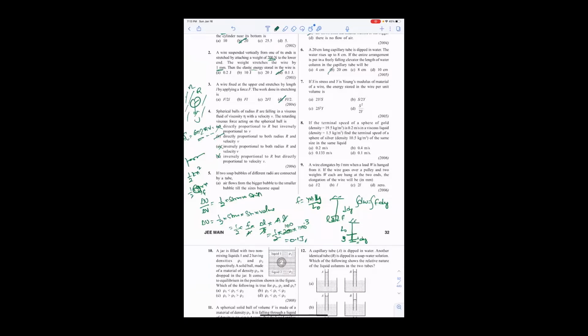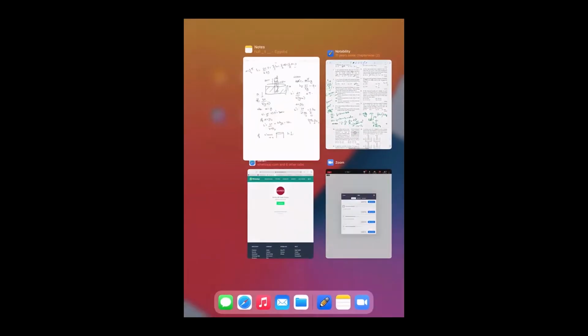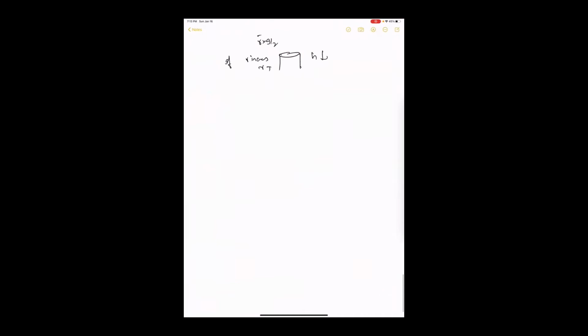Seventh one: if S is the stress and Y is the Young's modulus of the material of a wire, find the energy stored in the wire per unit volume. S is the stress, so S is equal to force by area. Y is the Young's modulus. He's asking per unit volume. So we already discussed this one, number 7. So stress is equal to force by area and Y he gave. So Y is equal to (F by A) by (delta L by L). Right? This is what I know.